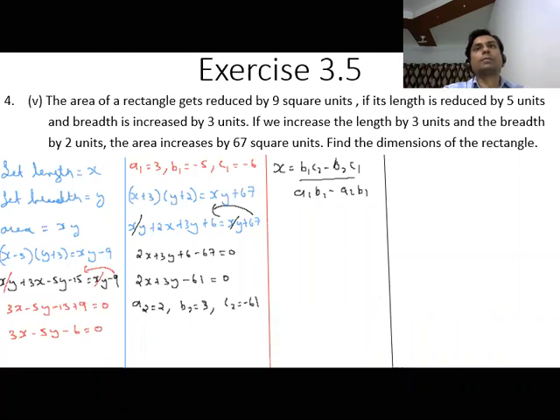Now I can substitute. X is equal to B1. What is B1? Minus 5. What is C2? Minus 61. Minus B2. B2 is 3 and C1 is minus 6. Divided by A1. What is A1? 3. And what is B2? 3. Minus A2. What is A2? 2. And what is B1? Minus 5. So into minus 5.